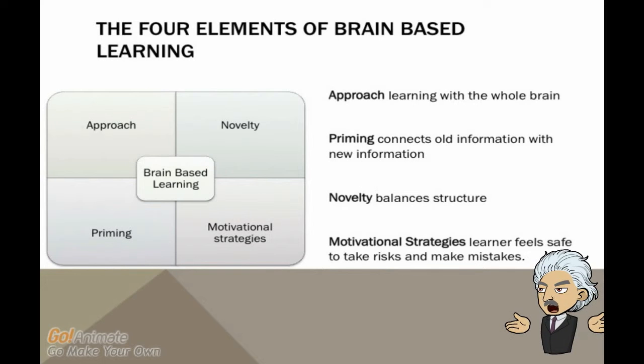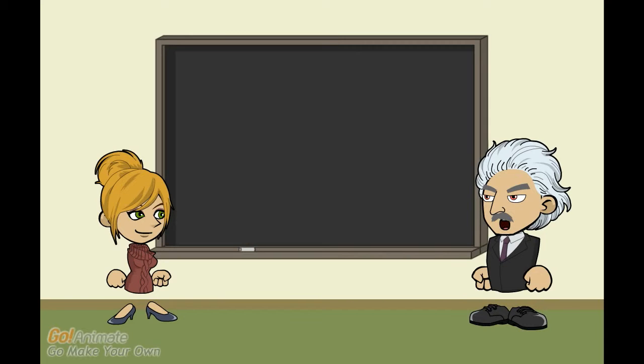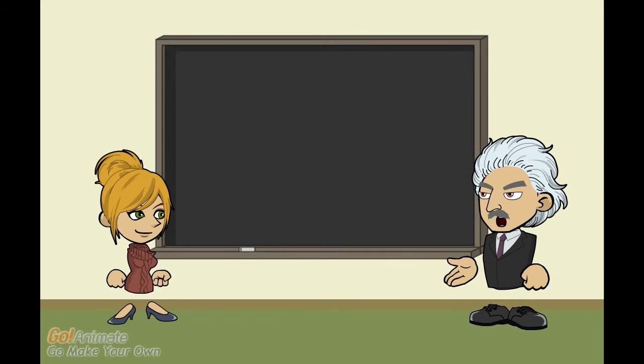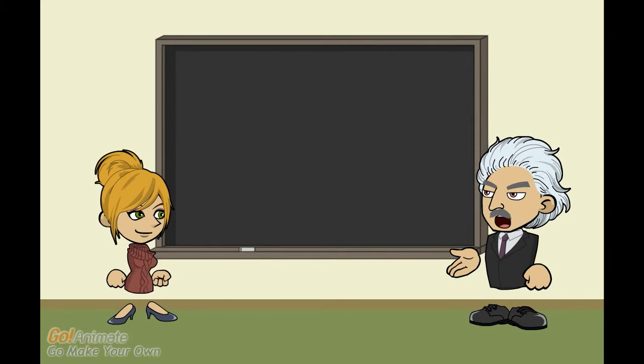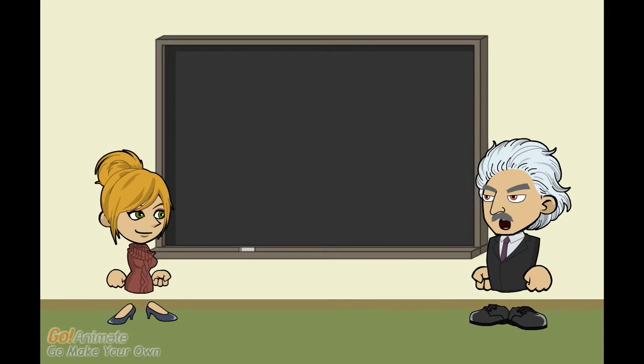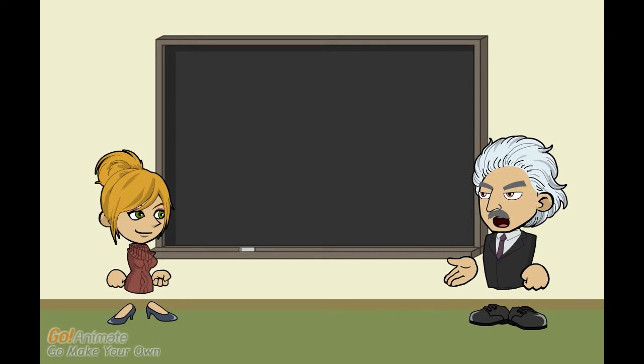Let us quickly review the 4 elements of brain-based learning that I was looking for during your lesson. I was looking for approach, novelty, priming and motivational strategies. The first thing I noticed was that you began the class by referring to the anchor chart about important elements of persuasive writing. Brilliant way to incorporate priming.